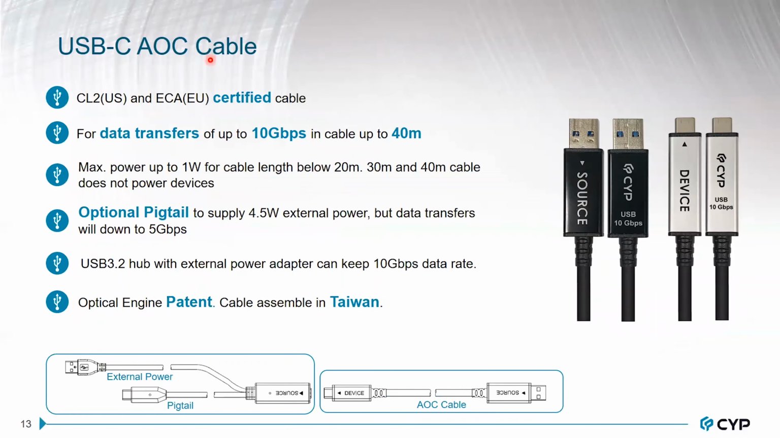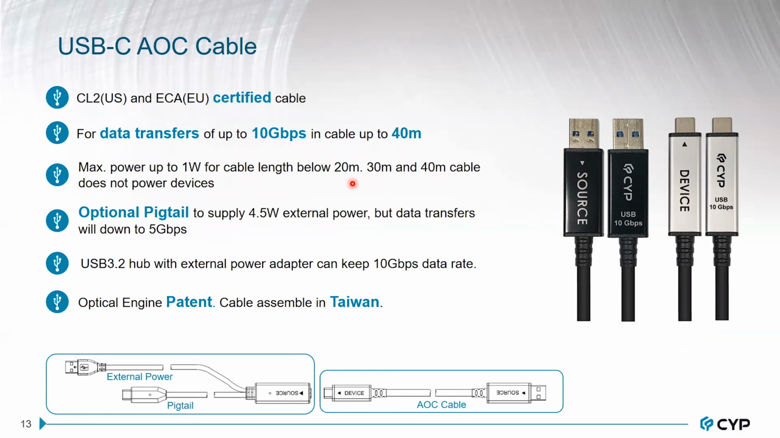The USB-C AOC cable passes CL2 and ETL certification. It supports USB 3.2 Gen 2 10 gigabits data transfer up to 40 meters. When the cable length is below 20 meters, it can provide up to 1 watt to the device. When the cable length is higher than 20 meters, we suggest using powered devices, such as the PTZ camera.